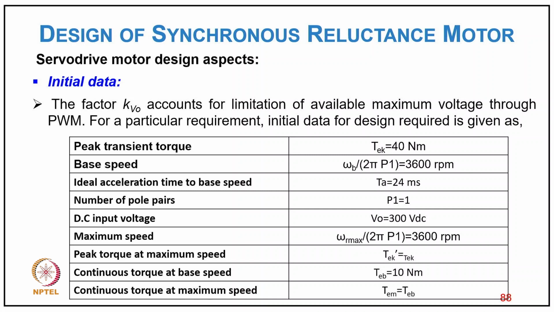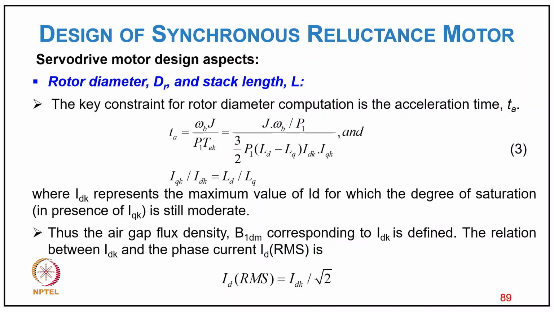For a particular requirement, the initial data for design are given here. Peak transient torque, T peak, 40 Newton meter, then base speed typically 3600 rpm. Ideal acceleration time to base speed is 24 milliseconds. Number of pole pairs is 1. DC input voltage 300 volt. Then maximum speed 3600. Peak torque at speed Tpk dash, and continuous torque at base speed, 10 Newton meter, and continuous torque at maximum speed Tm equal to Tk.